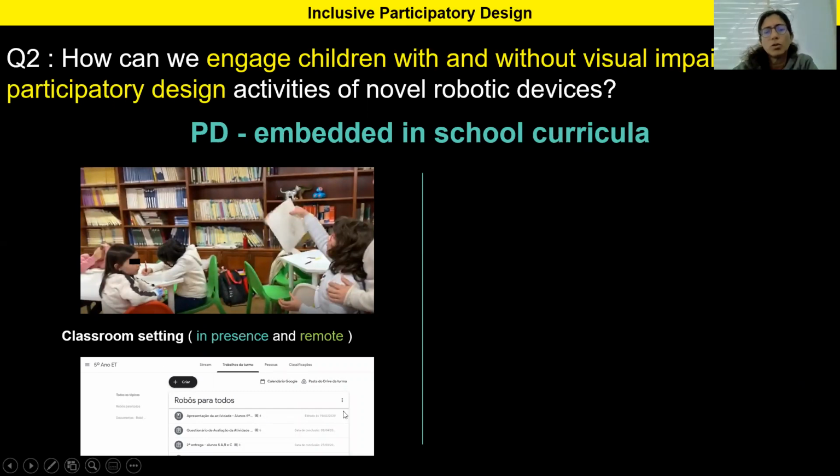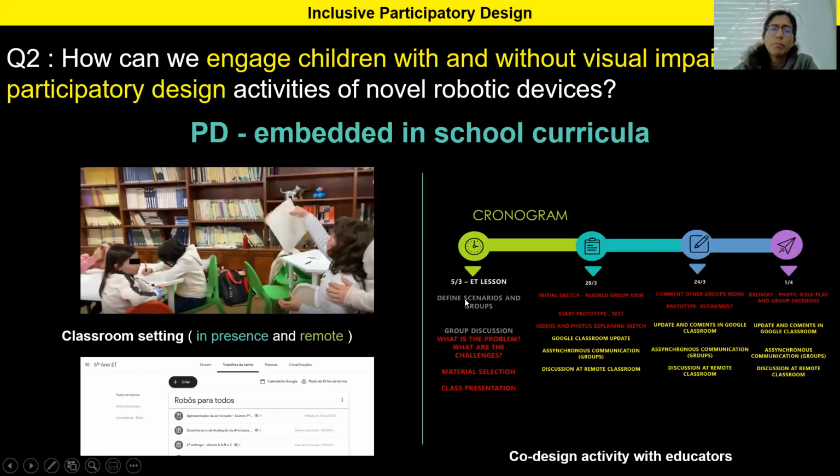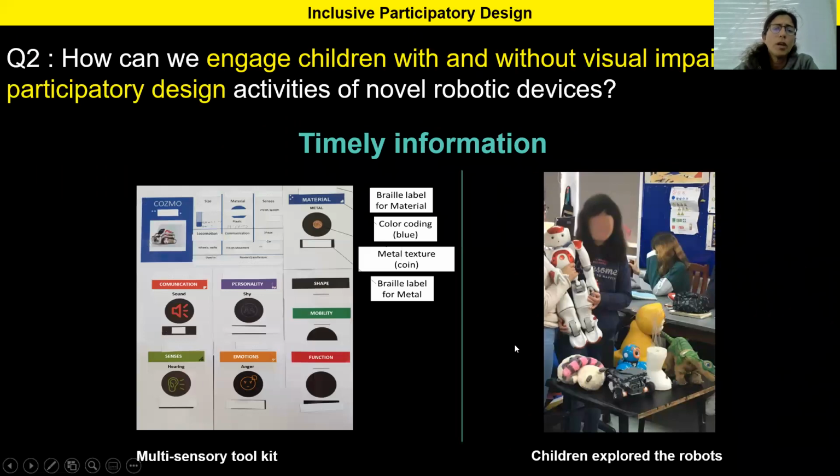It was important to create the process in the classroom setting, in presence or remote. It was important to co-design the activity with educators. We wanted to have timely information, so we created a multisensory toolkit for children to explore at the same time and access information. We also allowed children to explore and manipulate robots. In this case, it was a blind child that was presenting a robot to their colleagues.